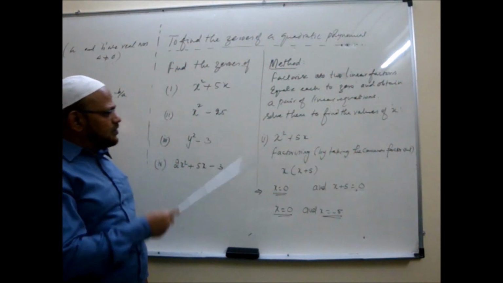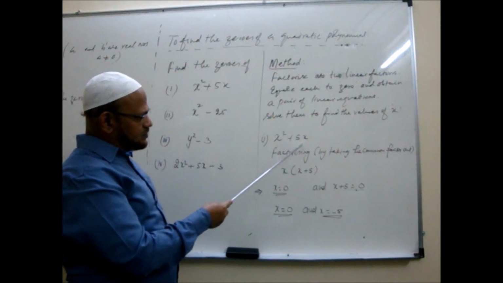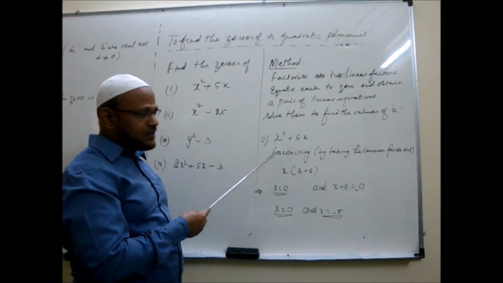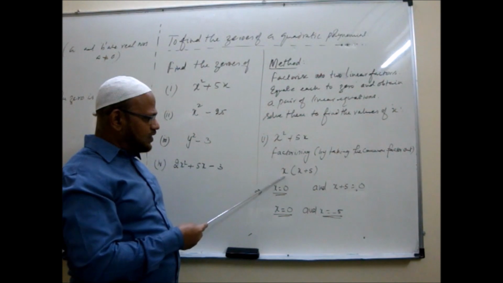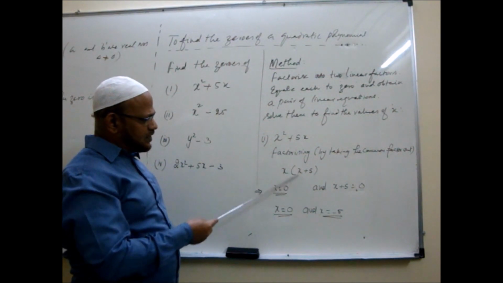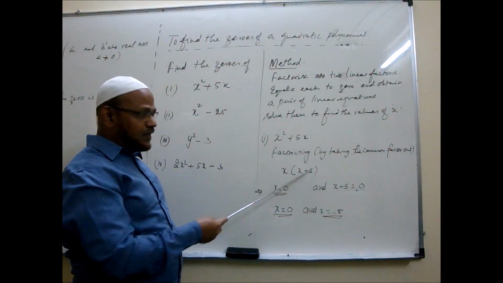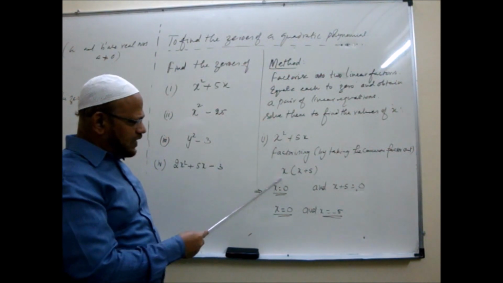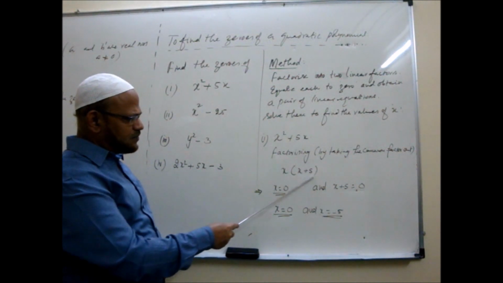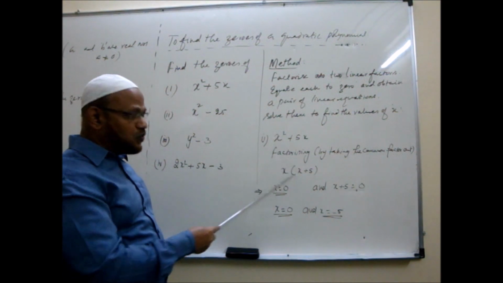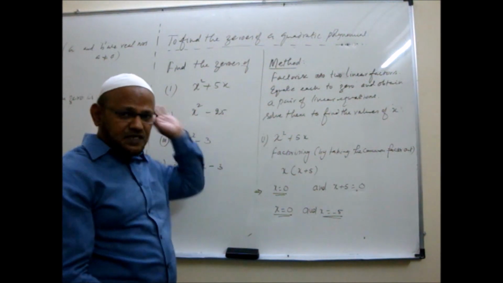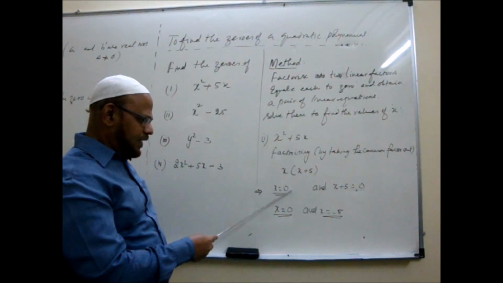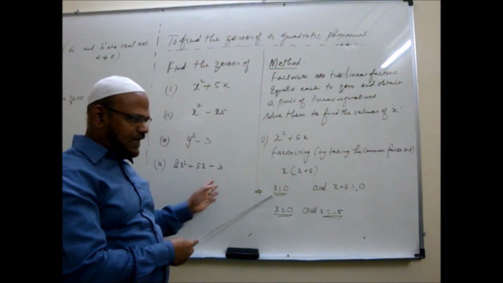See the first example, x square plus 5x. So I take the common factor out. What is the highest common factor here? x, that I have taken out. What is inside the bracket is x plus 5. I got 2 linear factors. The first one is x, the other one is x plus 5. Each one equal to 0 as we did before. So x is equal to 0, that is one value, directly came.